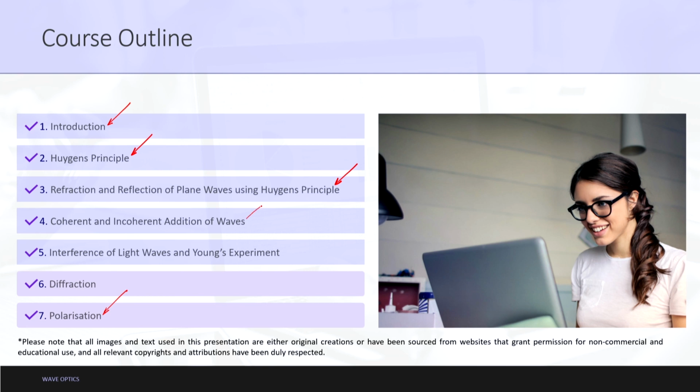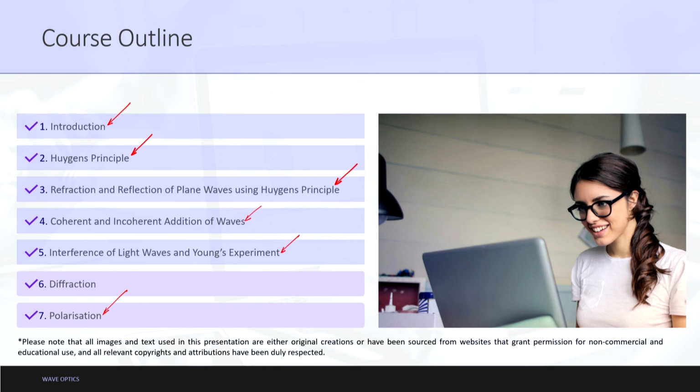Then in the coherent and incoherent addition of waves, we understood the concept of intensity being maximum or minimum. For coherence it is maximum intensity and for incoherence it is minimum intensity. Then in the interference of light waves in Young's experiment, we understood the application of coherence and incoherence: why there is a bright fringe, why there is a dark fringe, why at some path difference only a dark fringe occurs, why at some path difference only a bright fringe occurs, why there is always a central bright fringe, and so on.